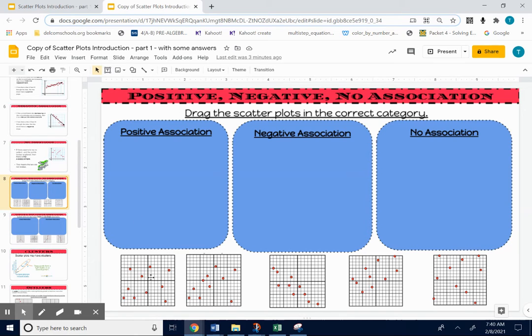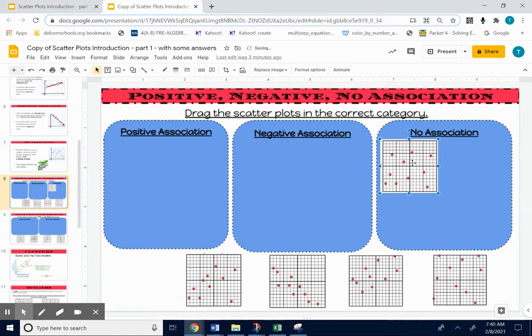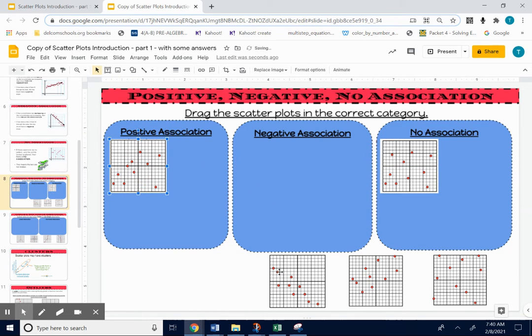Okay, this first graph has no association at all because the points are completely scattered. The second one, I know that point on the bottom is kind of odd and you don't know what to do with it, but just ignore it for now. Do you see that the points are going upward from left to right? As the x values increase, the y values increase. So that's a positive association. The next one, the points are going down from left to right. That'd be a negative association.